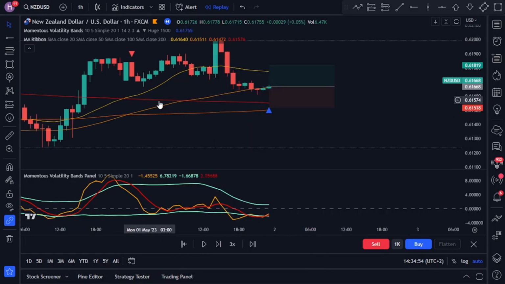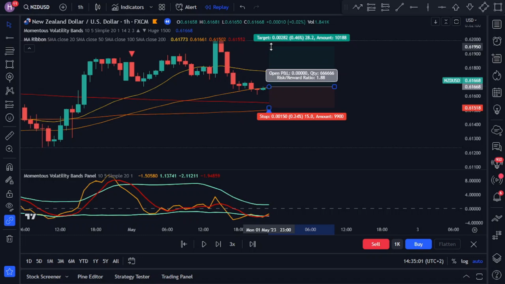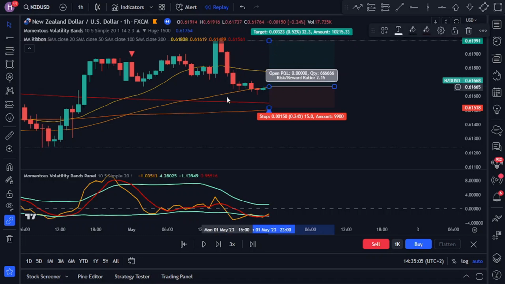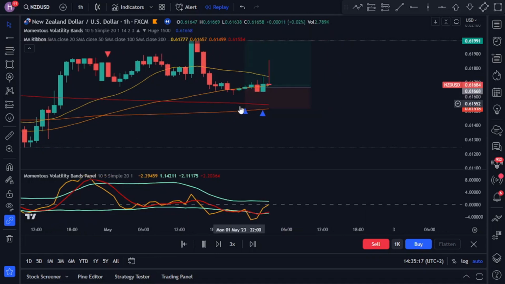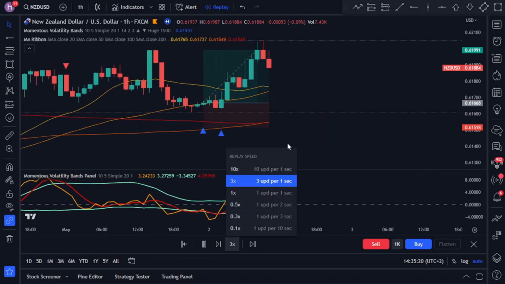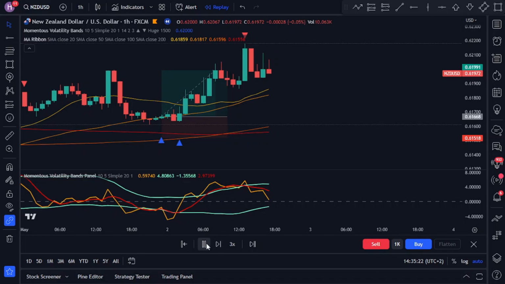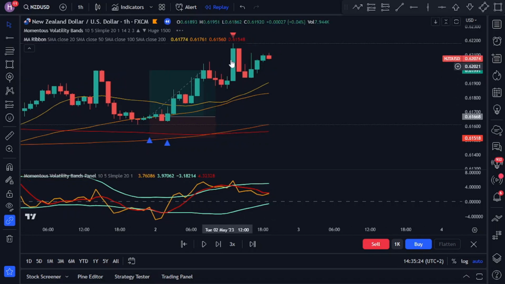Set your stop loss at the recent swing of the market and aim for a minimum of 1 to 1.5 risk to reward. For my buy trade, I'm going to set my stop loss below the 200 moving average at 15 pips and aim for the next level of market structure. Alternatively, you could have held this trade until an opposite signal appeared in the market, which for this trade could have been over 45 pips.